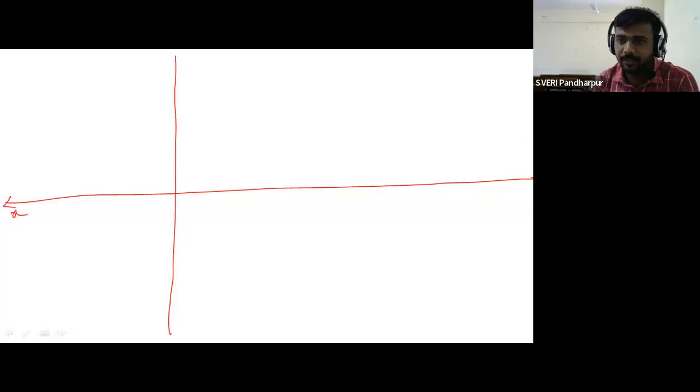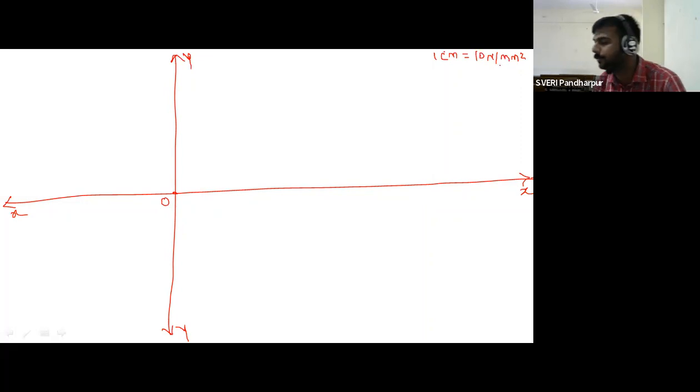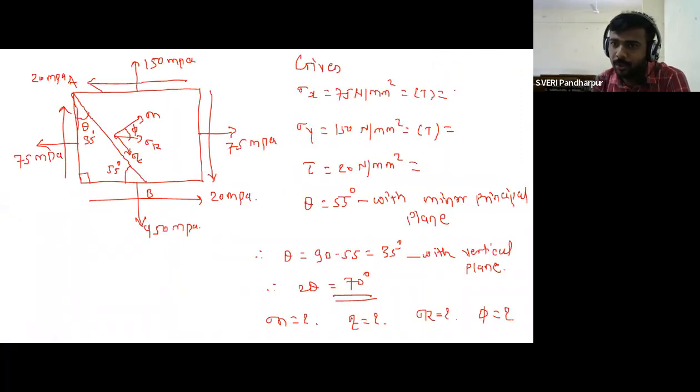So x axis, then y, then origin O. Select the scale. 1 centimeter is equal to 10 Newton per mm square or megapascal. So as per the dimensions, your sigma x is equal to 7.5 centimeter, sigma y is equal to 15 centimeter, and tau is equal to 2 centimeter.